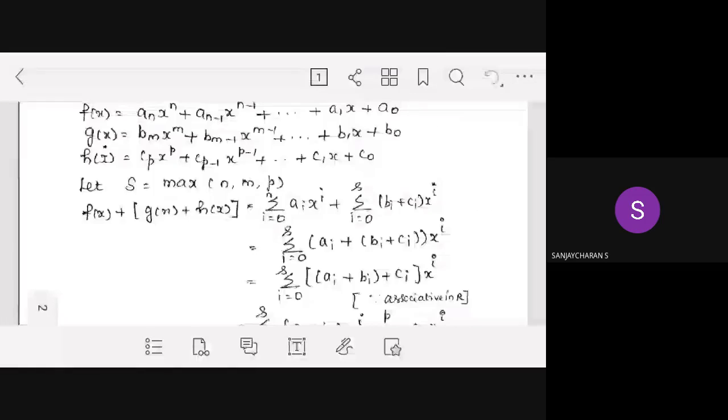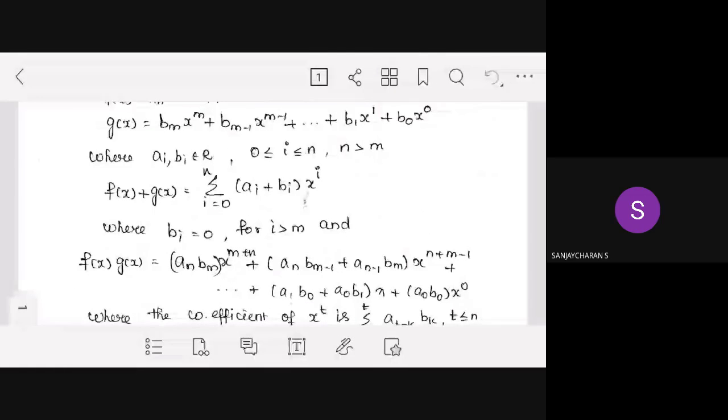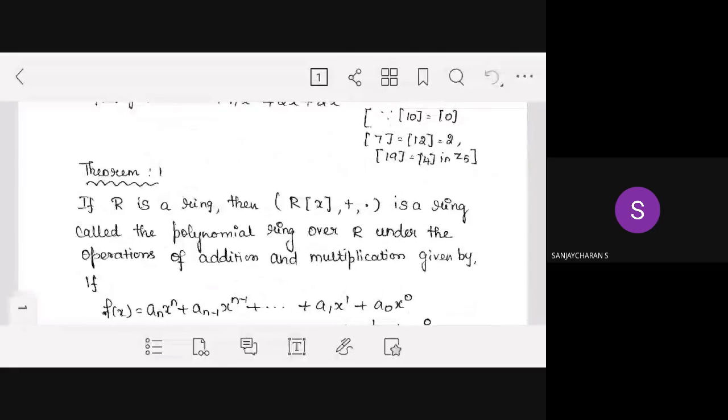I think up to this clear. Up to this is nothing but only the definition and how to find the addition and the multiplication of two polynomials. So up to this, we need to focus on those two parts only. What is the definition, and how to find f of x plus g of x and f of x into g of x.